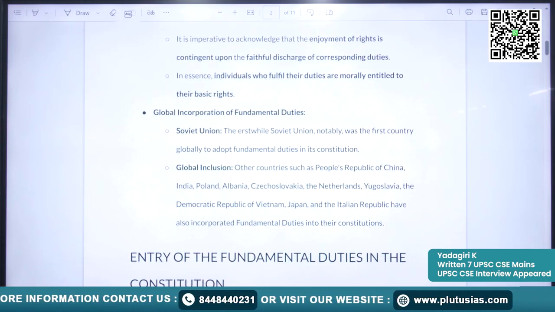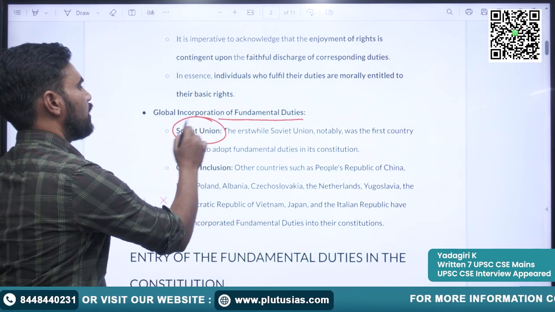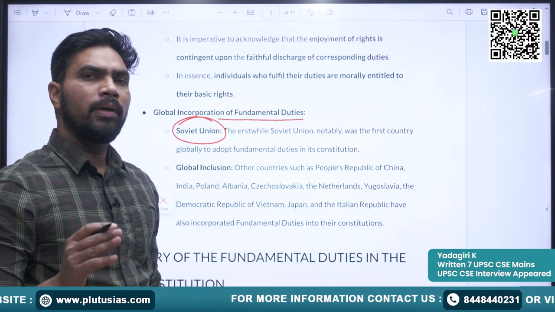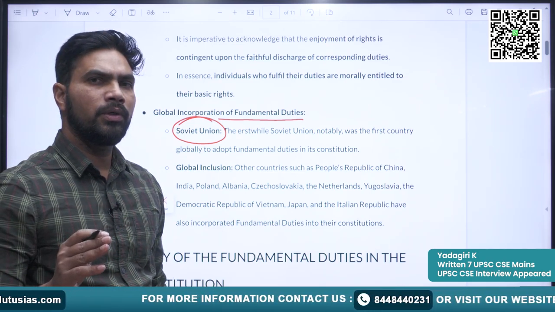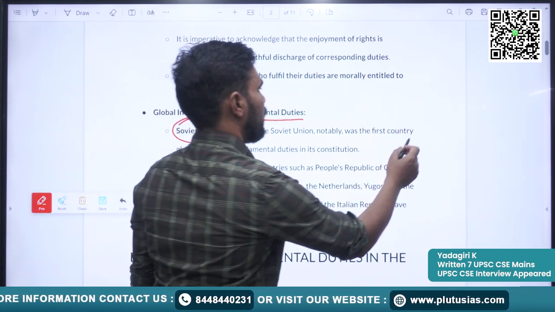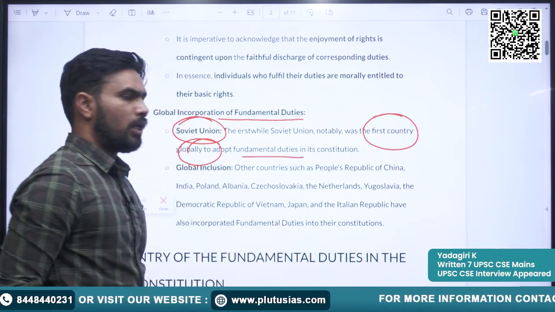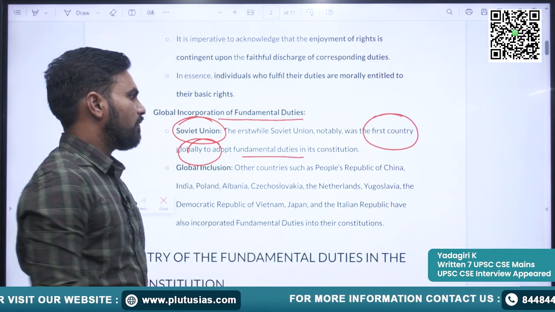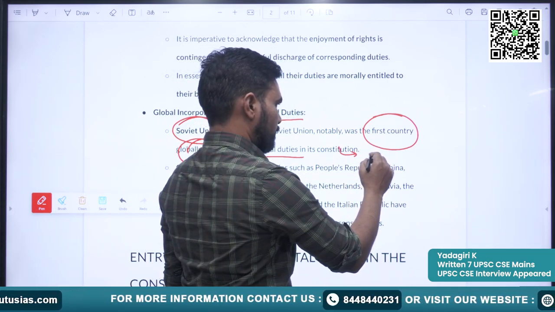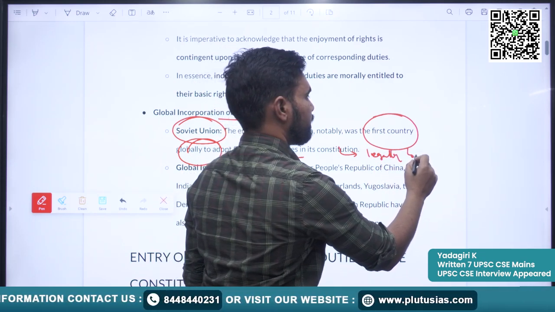Right. Next we will see the global incorporation of fundamental duties. The Soviet Union, earlier USSR, was the first country to incorporate the concept of fundamental duties in the constitution. Notably, it is the first country in the world to adopt fundamental duties in the constitution. In fact, it is one of the countries which gave the fundamental duties legal backing.